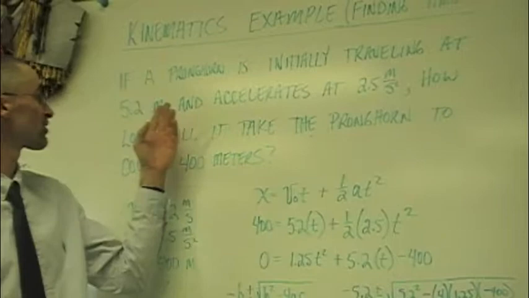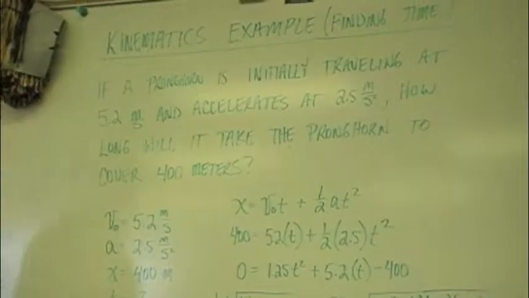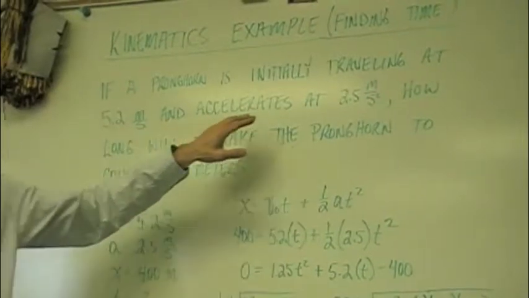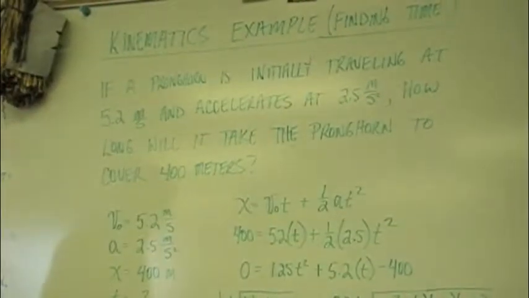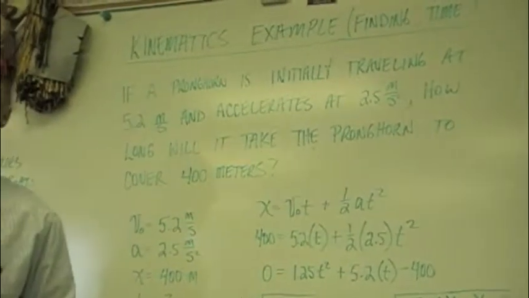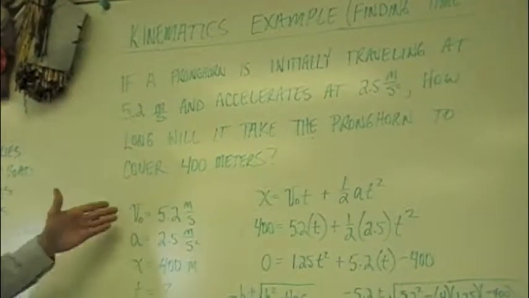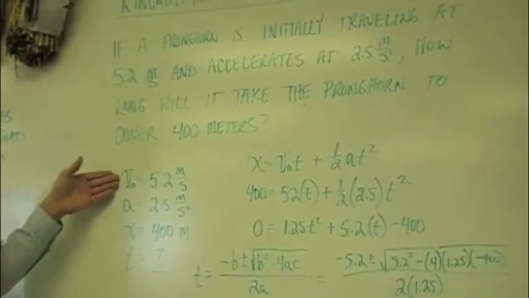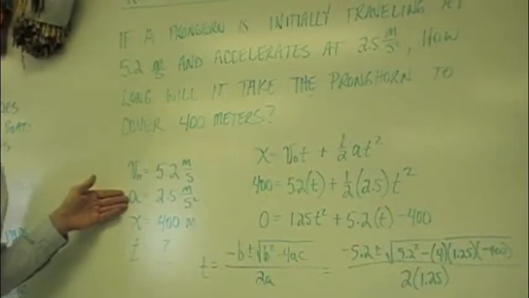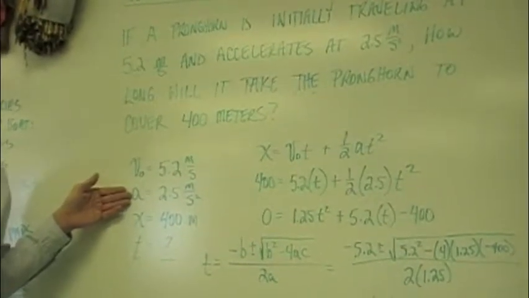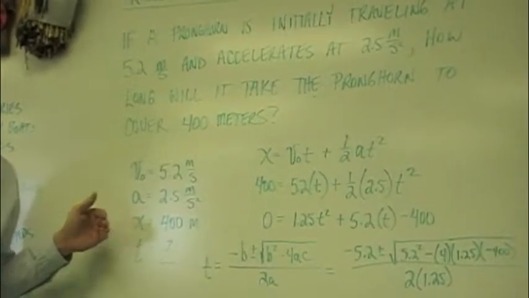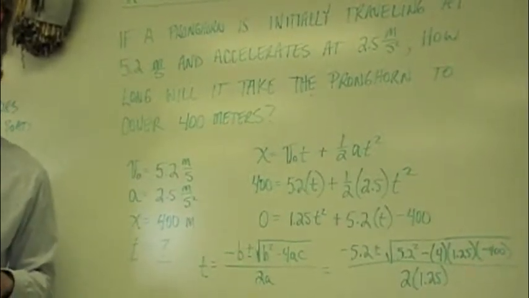But if we have an initial velocity, like this pronghorn does, it says if the pronghorn is initially traveling at 5.2 meters per second and accelerates at 2.5 meters per second squared, how long will it take the pronghorn to cover the next 400 meters? So basically the pronghorn's going 5.2 to start with. When the clock starts, he's going to be accelerating at 2.5 meters per second squared for the entire time at a constant rate. And we need to know how long it's going to take him to cover the next 400 meters. Does that make sense?